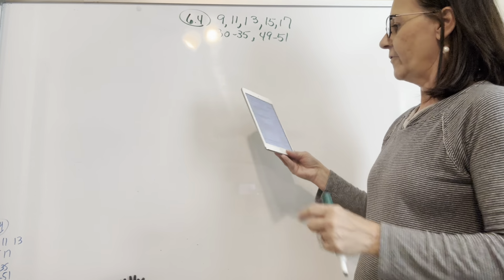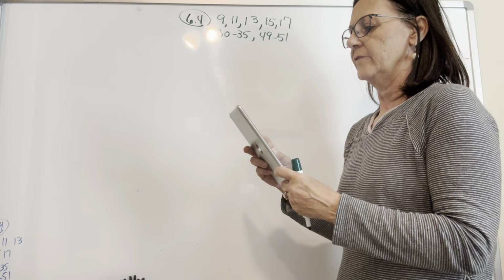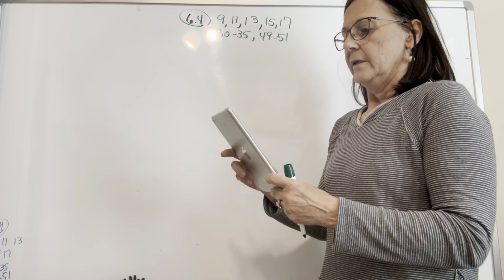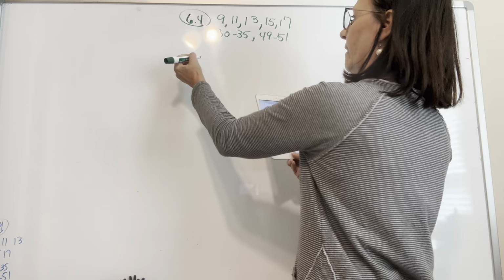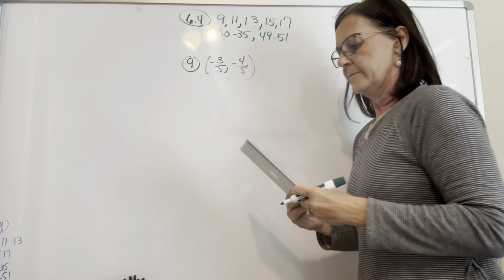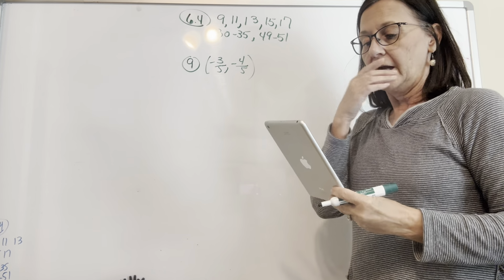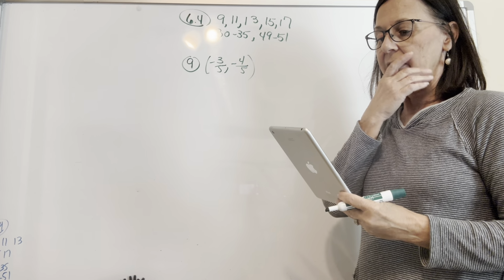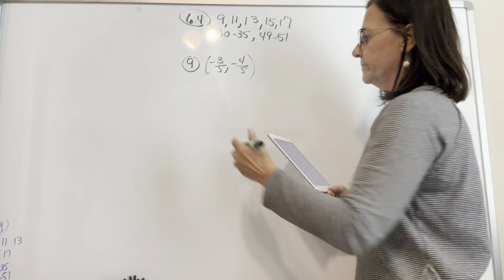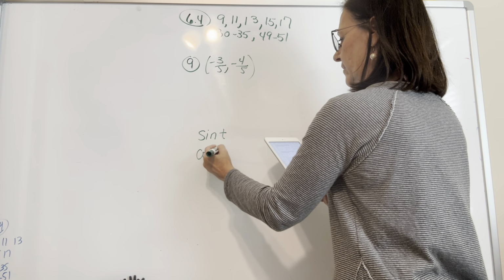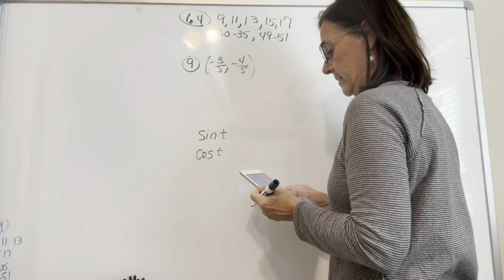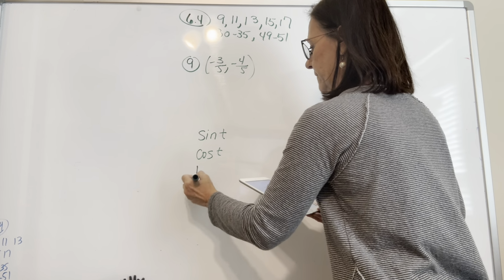All right, this is 6.4 on page 452. And we're going to begin with number 9. Number 9 is (-3/5, -4/5). And we're asking, what is it asking? Sine. We want the sine of t, the cosine of t, and the tan of t.